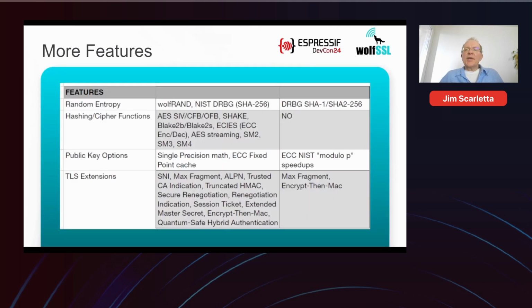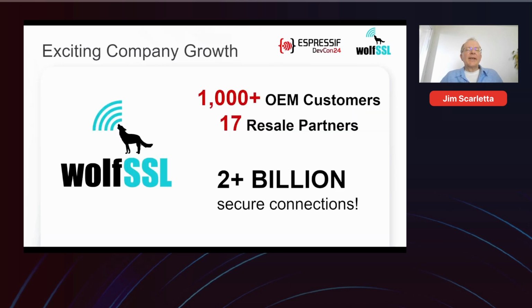And so, more features. Before you choose an encryption library, be sure to check out all the features and capabilities, not only what you need today, but what you might need tomorrow. Here you see some of the additional hashing and cipher functions, for instance, available with wolfSSL. Again, we have the SM ciphers we talked about, post-quantum, the OpenSSL API compatibility. So it's used in many different industries.